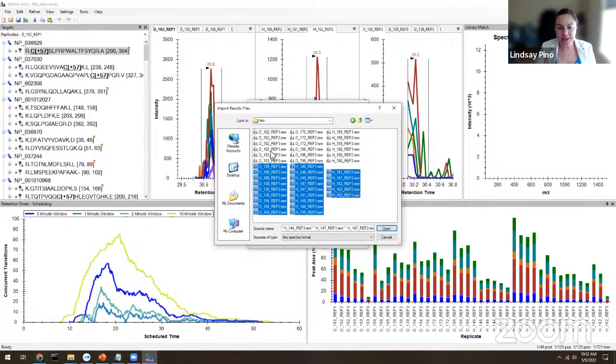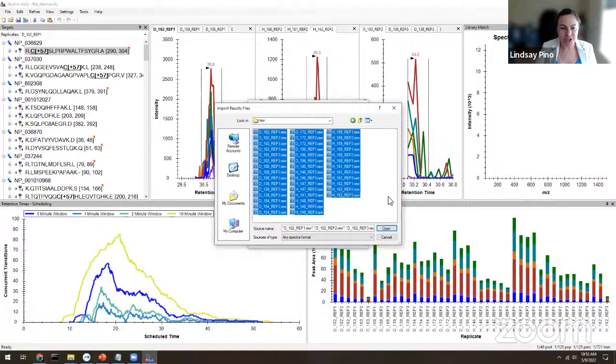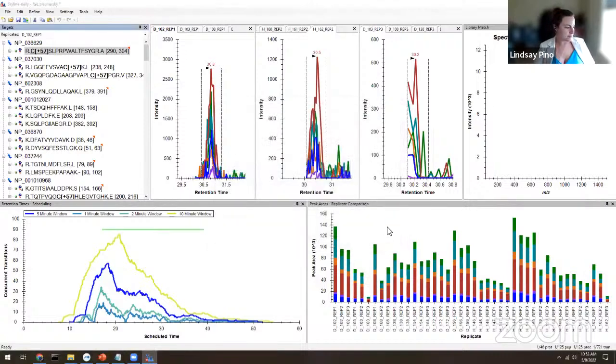So there's other ways you can do this. You can click and drag in the window. If you were a glutton for punishment, you can click each one with Control. I typically do the Shift and then hit Open.